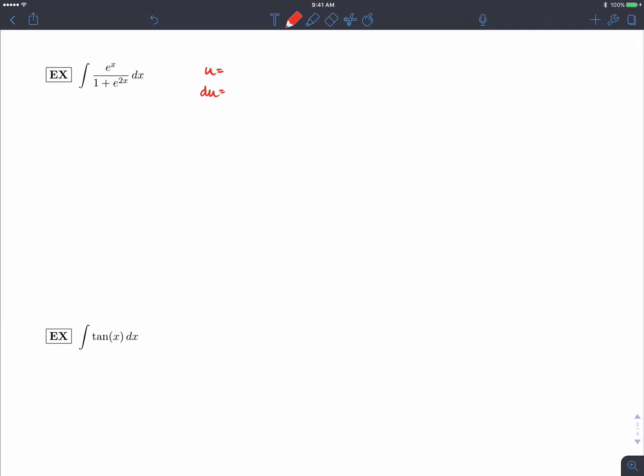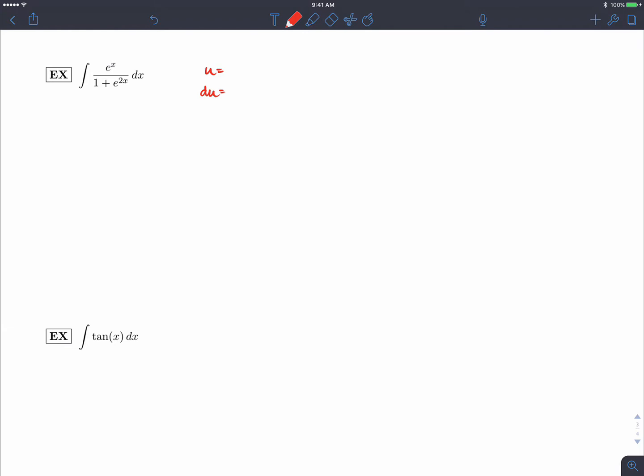Well, maybe we chose 1 plus e to the 2x. If we took the derivative of this, our du would end up being, what, 2e to the 2x? Now the problem with this is that we don't have an e to the 2x up here. We have an e to the x. So that automatically becomes a problem. So that's not going to work out for us.